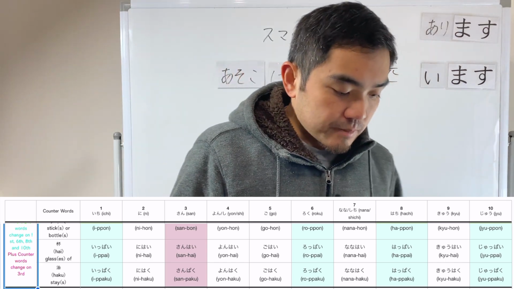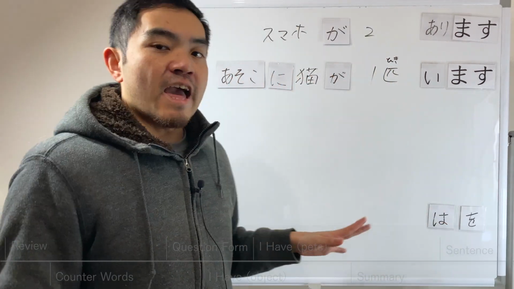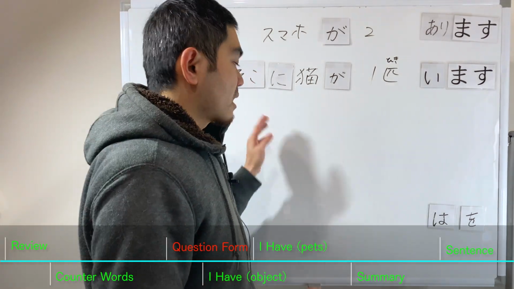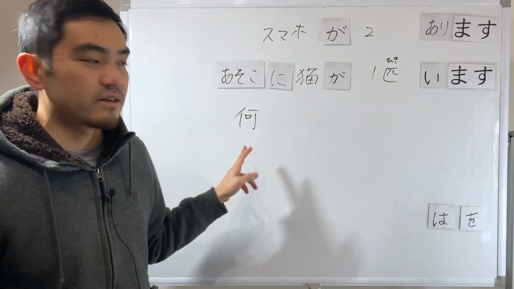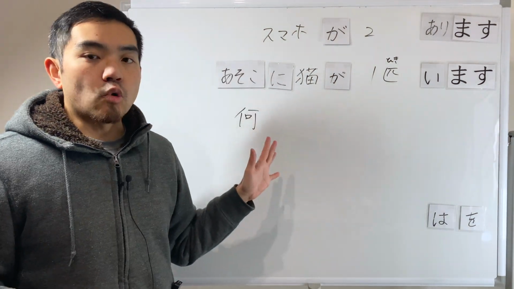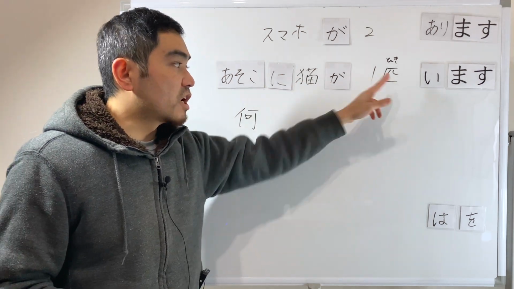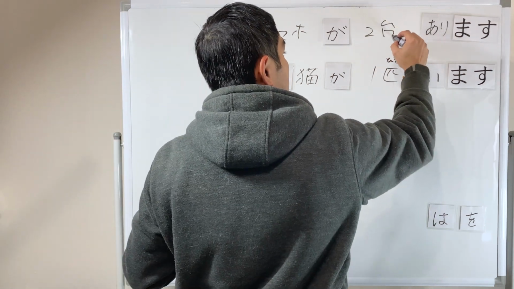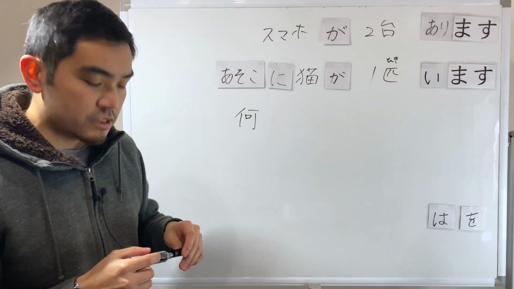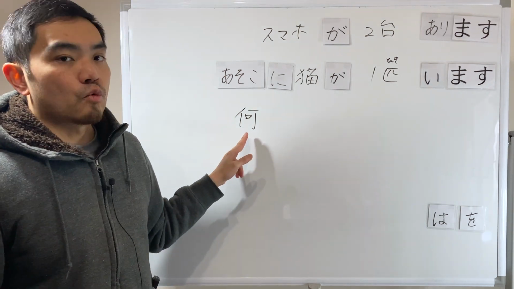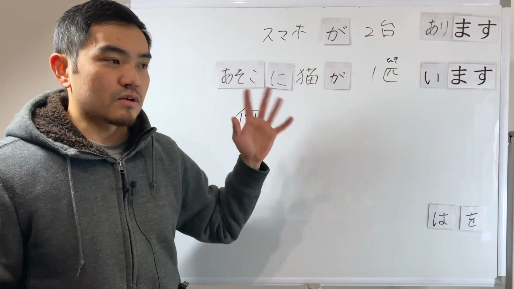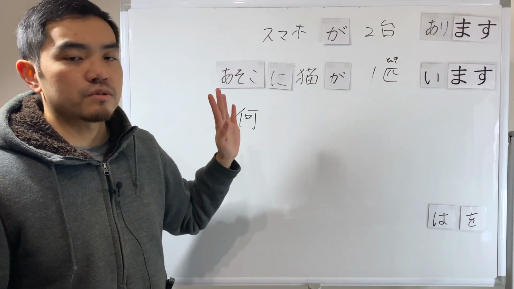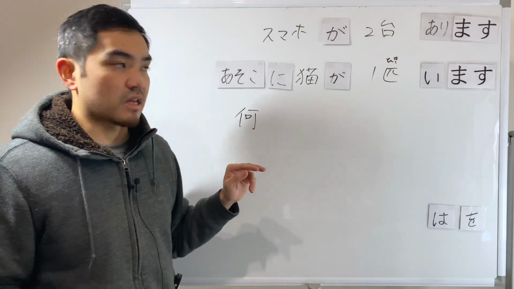This category. Alright? So you want to ask how many or how many times, right? So, this is what, right? So, we say 何, 何匹, or 何台, or something like that. So, combine 何 with counter words, then we ask like how many or how many times, right? So we don't say how, we say what, okay?